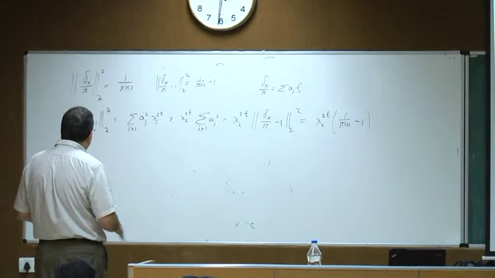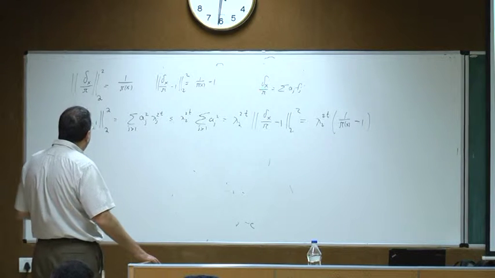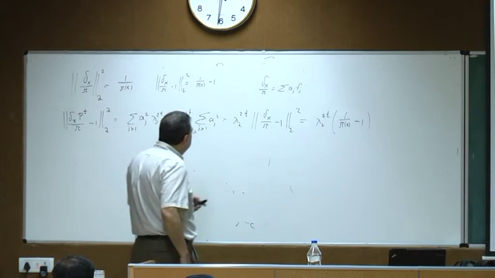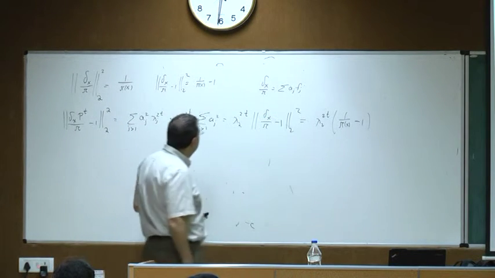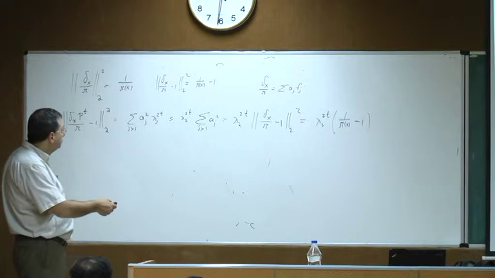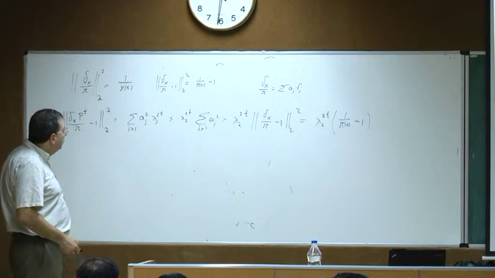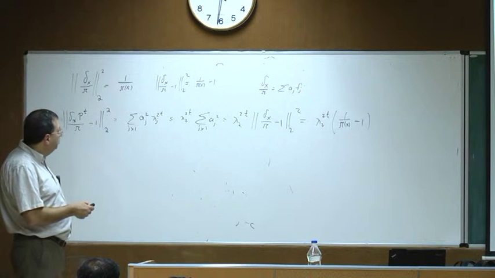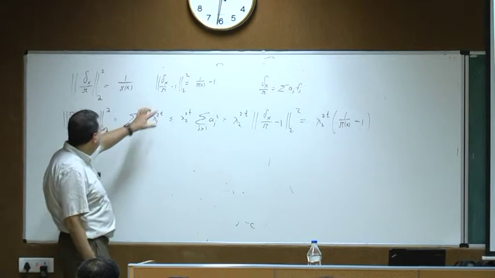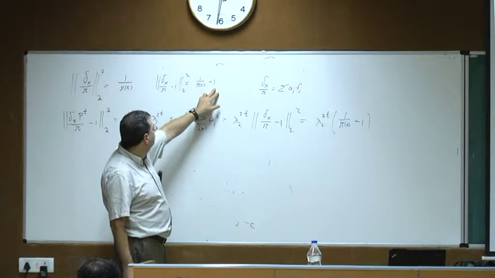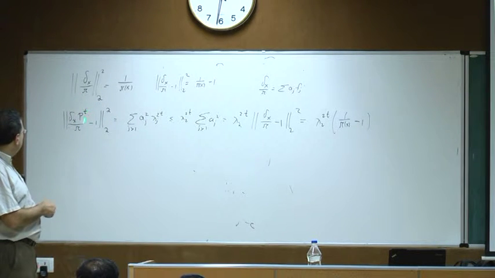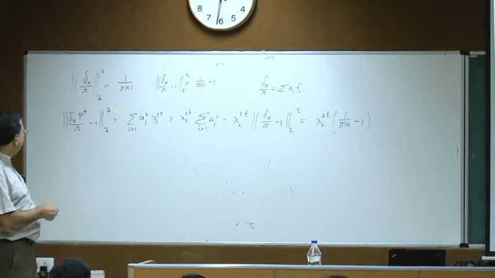and the coefficient of 1 is also going to be 1. So from that you see that this norm squared is just going to be 1 less than 1 over pi x.